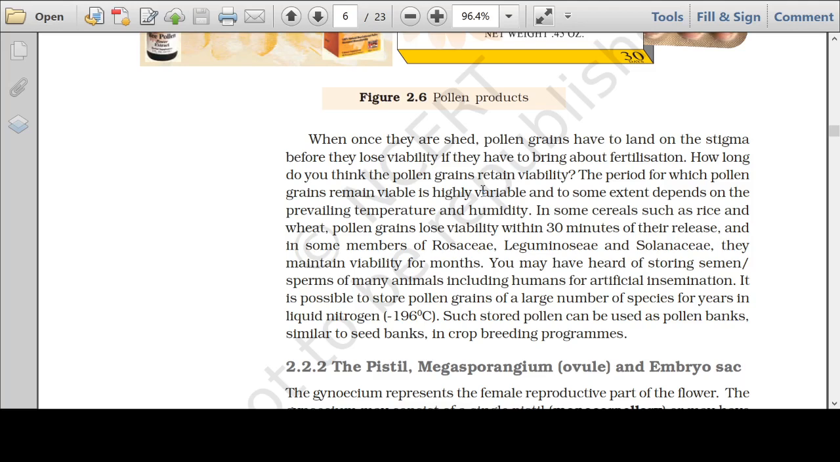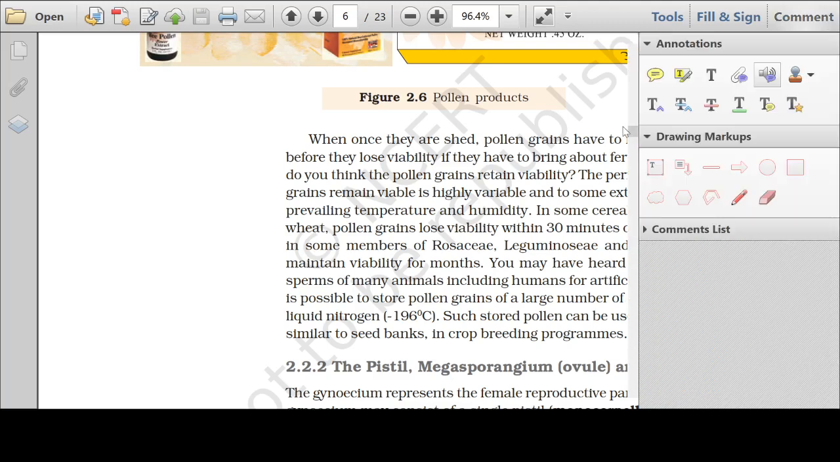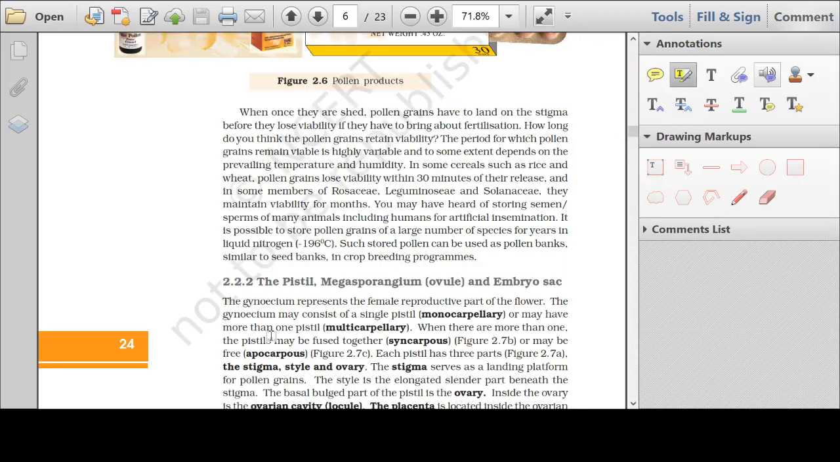Every species has its own viability time. For example, here it is said that in the case of wheat and rice, the viability is only 30 minutes. After 30 minutes of release, the viability is lost. That means within 30 minutes the pollen of rice and wheat must come in contact with the stigma.